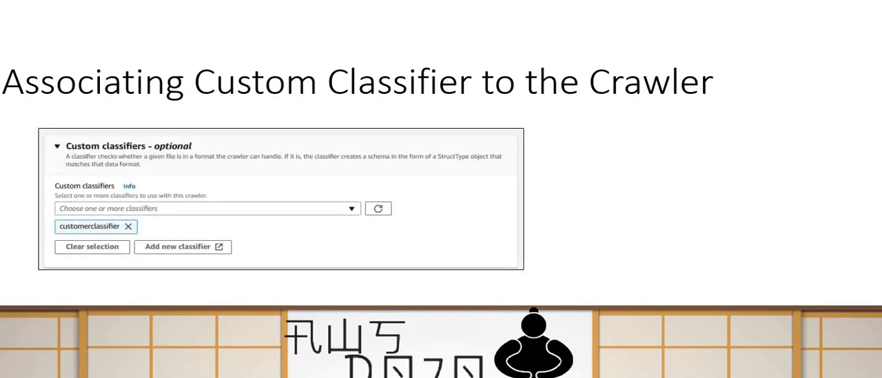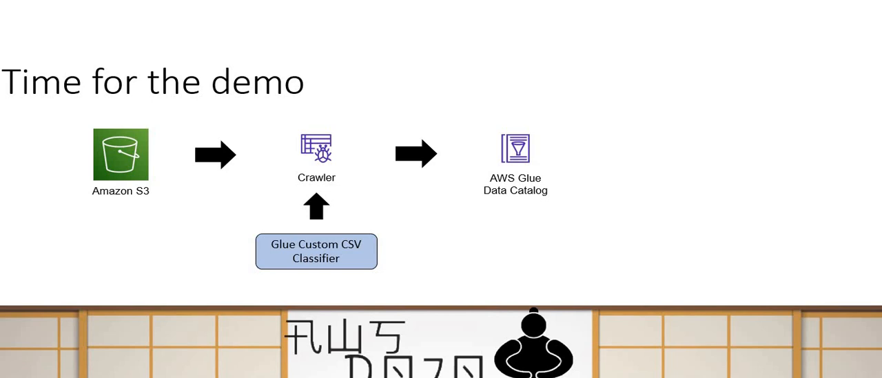So, having defined these classifiers, how do I add a custom classifier to a crawler? It's pretty straightforward. As I mentioned earlier, when you're defining your crawler, there is a section where you can define your classifier. This is an optional section. If you do nothing here, the crawler is going to use an appropriate classifier on its own. But if you want, you can mention your custom classifier here. I'm going to show a demo of all these things, so you will see that in action as well. So, time for a demo.